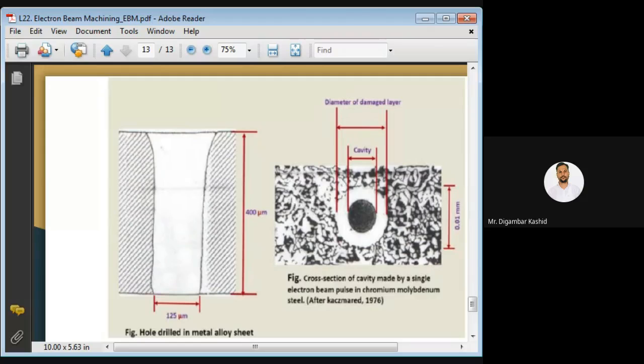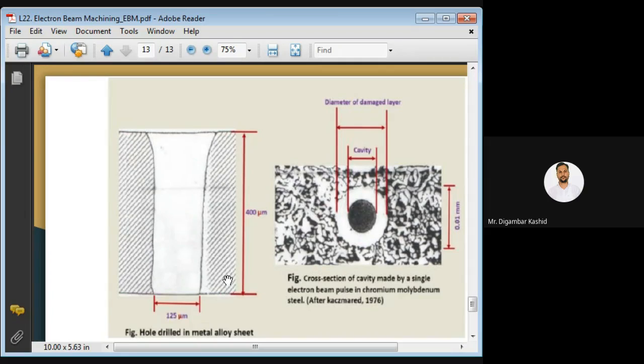With this I'm going to conclude today's topic, the electron beam machining process. Thank you. I hope you understand the total process of electron beam machining.